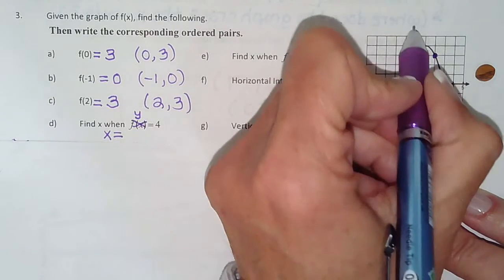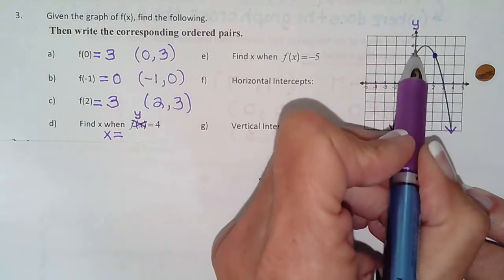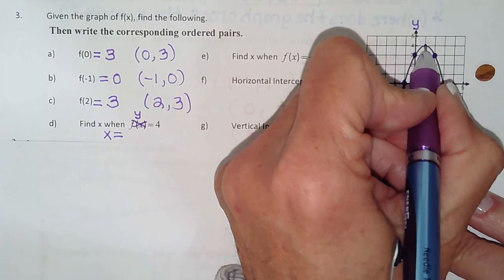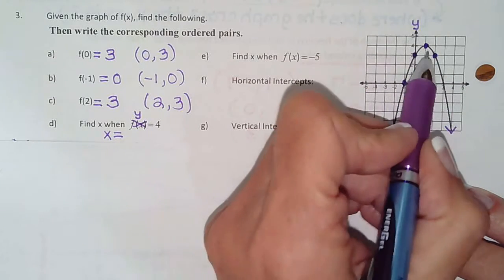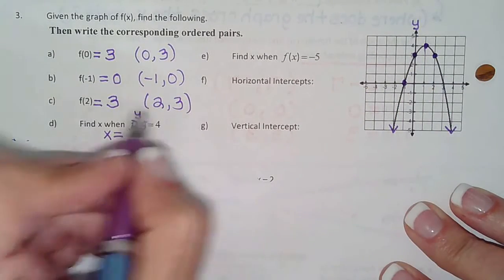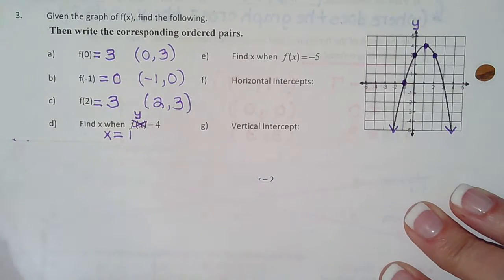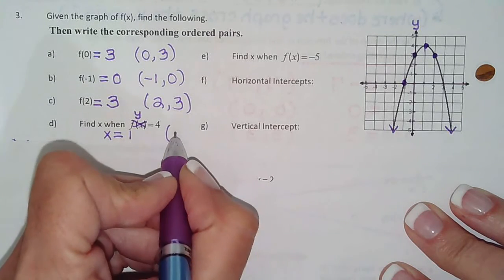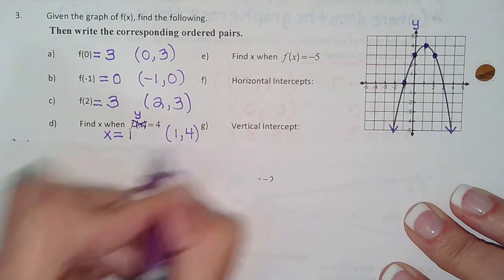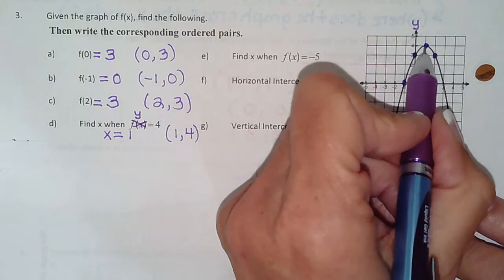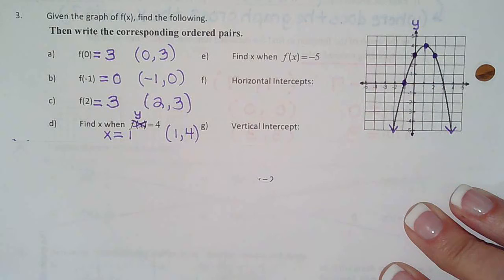So we're on the y-axis. And when y is 4, trace over to the graph, draw a point when you hit the graph, and then go down to see what x is. x is 1. And that corresponds to the ordered pair 1, 4. Remember, you have to list them in alphabetical order. x first, y second. Is the point 1, 4 on your graph? Yes, it is. So far, so easy, right?